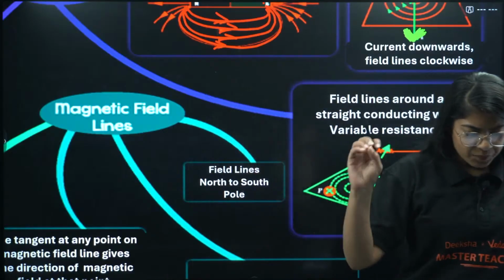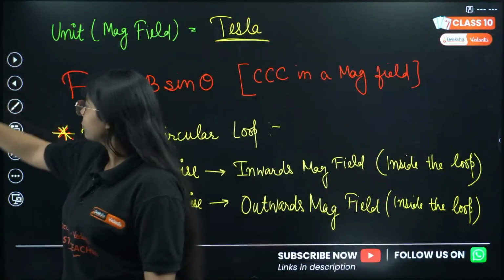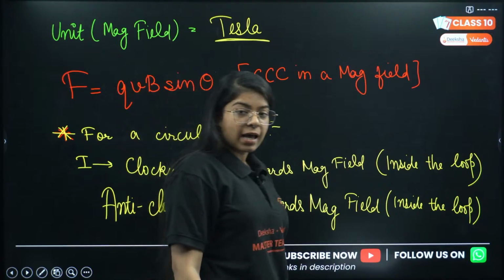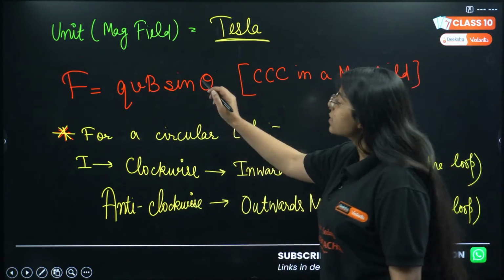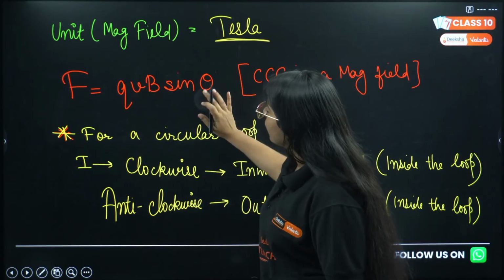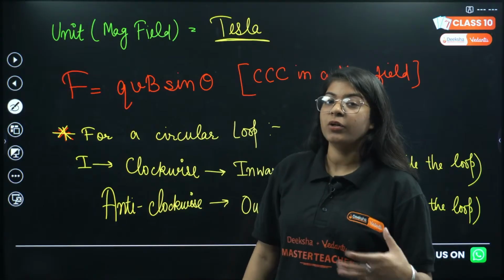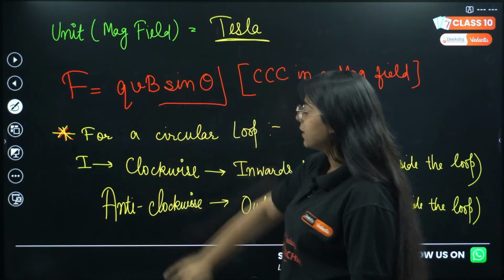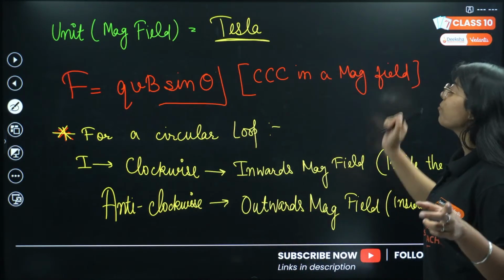We have some little things left of this chapter, which is that the unit of magnetic field is Tesla. Very important, very basic, but very important. This is the one formula that you need to remember. This formula will be used while you are doing numericals. So this formula is QVB sin theta. Q is the charge on the conductor that is in the magnetic field.